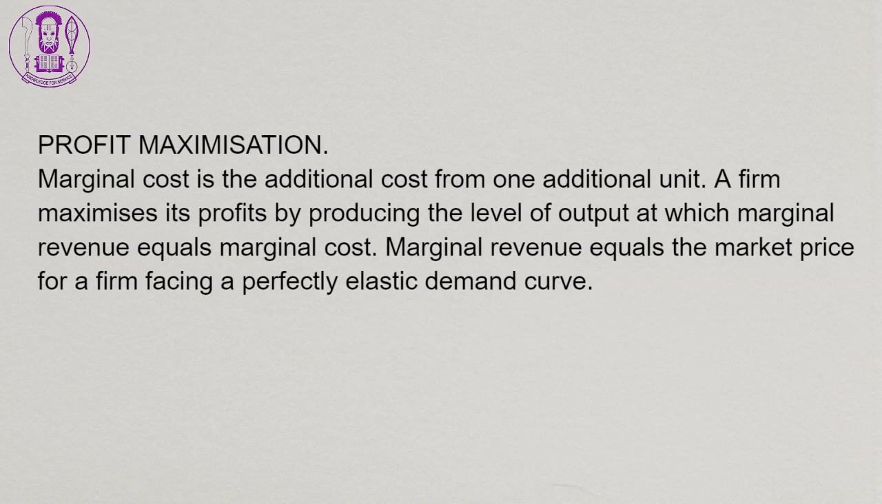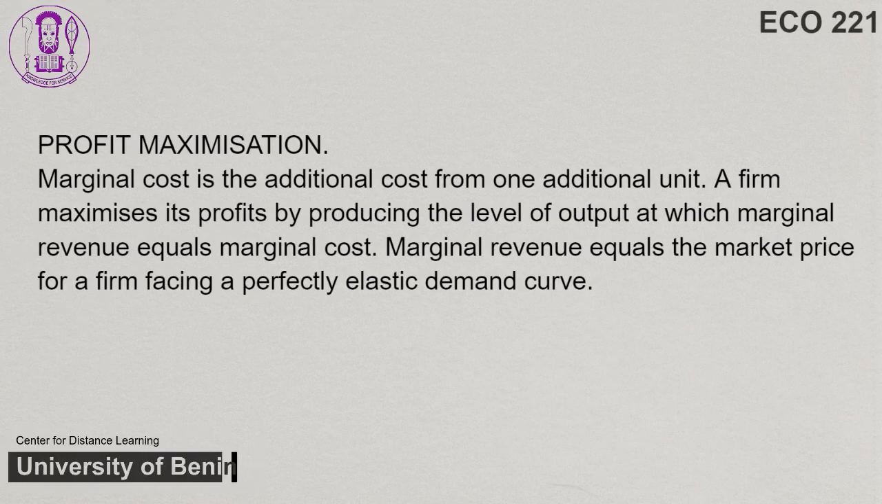Profit maximization. Marginal cost is the additional cost from one additional unit. A firm maximizes its profits by producing the level of output at which marginal revenue equals marginal cost. Marginal revenue equals the market price for a firm facing a perfectly elastic demand curve.